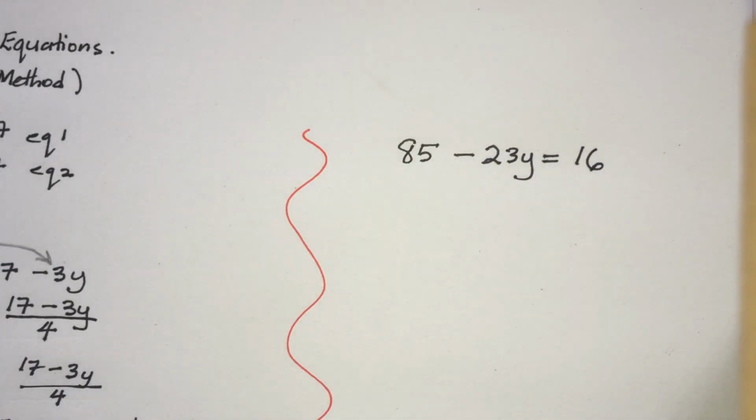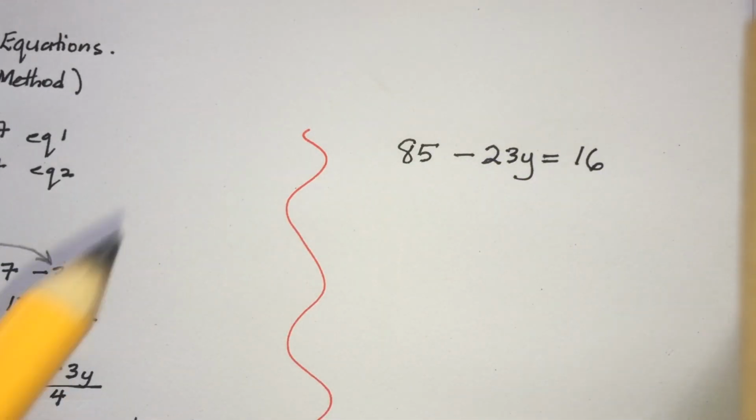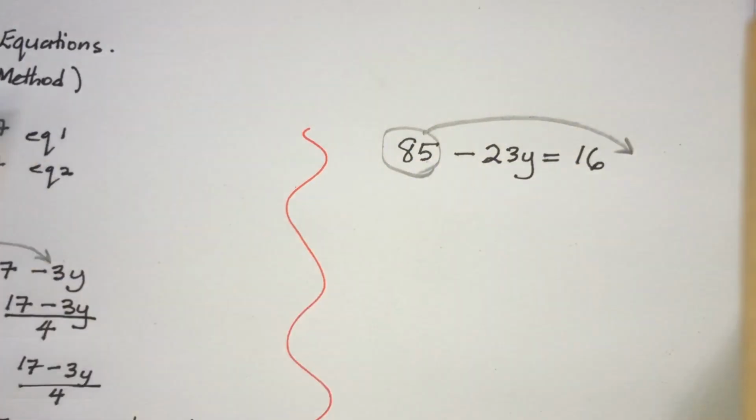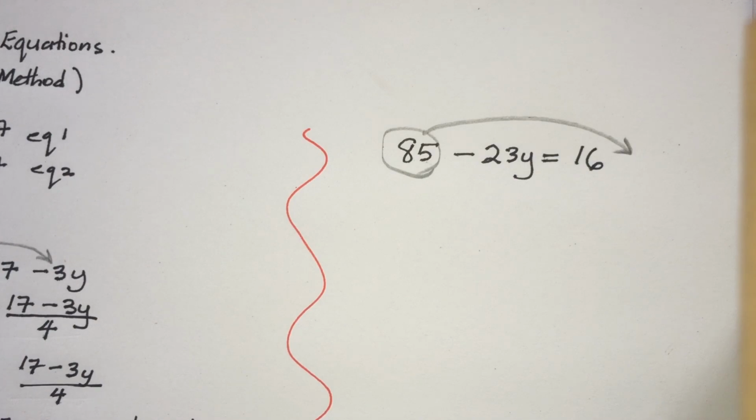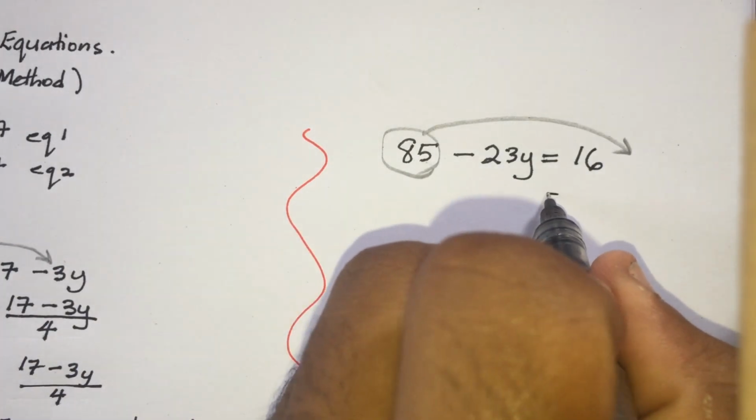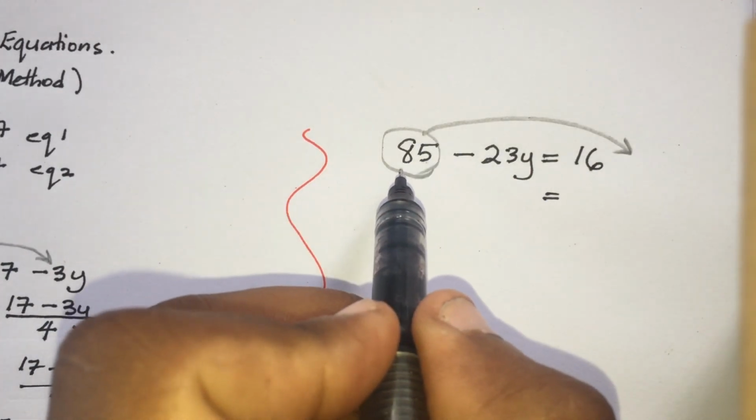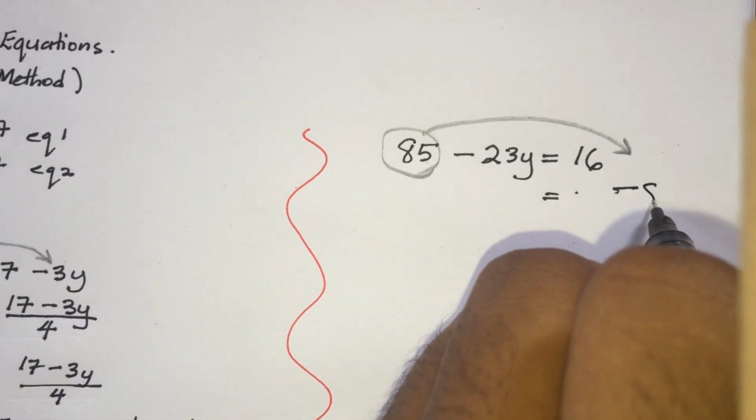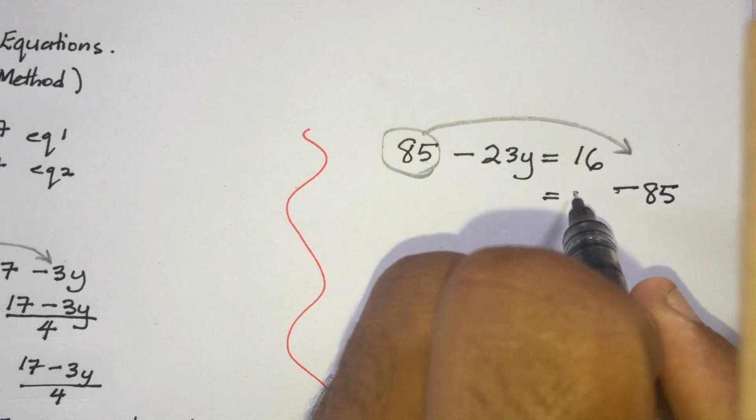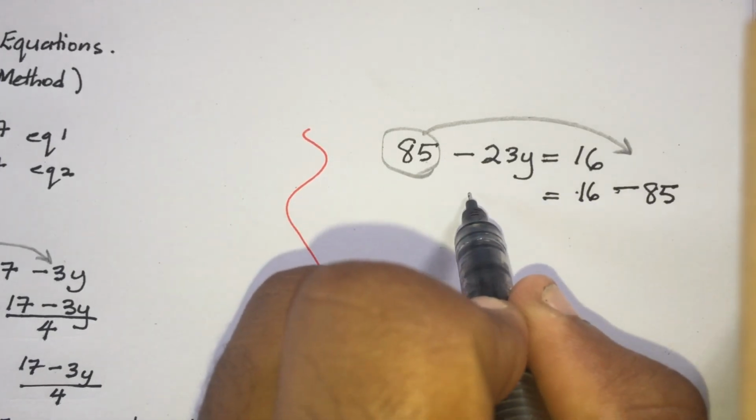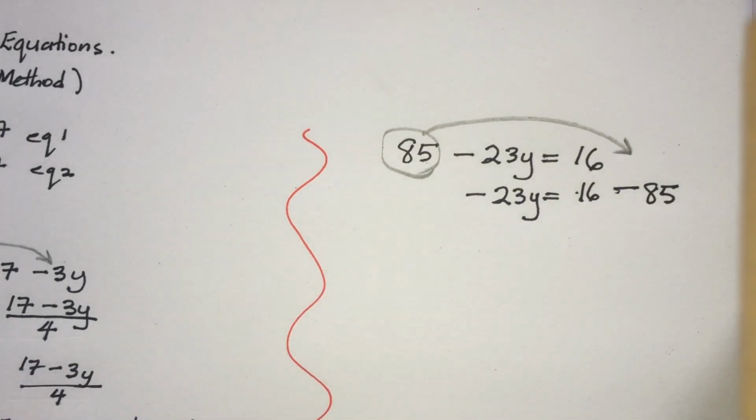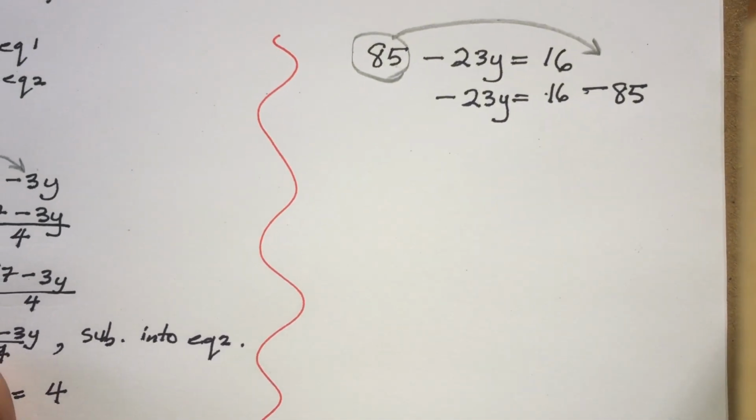So we're going to solve for y now. I'm going to have to move this 85 across the equal sign. And remember, when I switch the side, I also switch the sign. So it was a positive 85. When I carry it across, it's going to become a negative 85. There was a 16 and this minus 23y. Good. So things are getting a little simpler now.